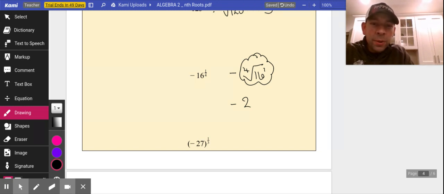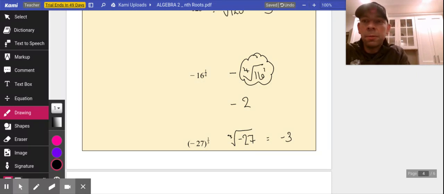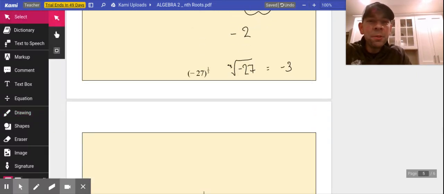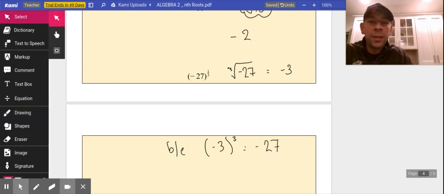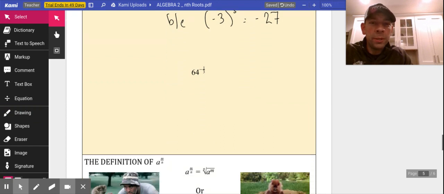But in this next one, the negative is in the parentheses. So you would include the negative underneath your radical sign. And the cubed root of negative 27 is negative 3. Again, you may be wondering, how do you know that? How do I know that the cubed root of negative 27 is negative 3? Well, again, it's because negative 3 raised to the third makes negative 27. And understanding how those powers work is the key to understanding how the roots work.